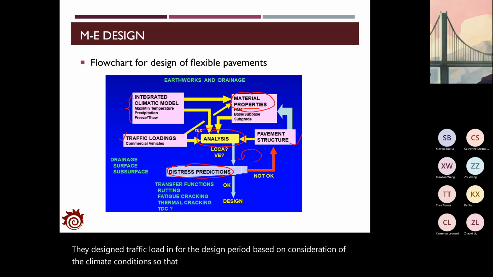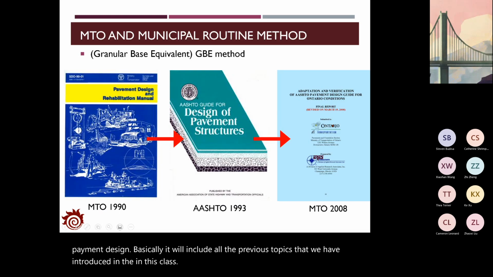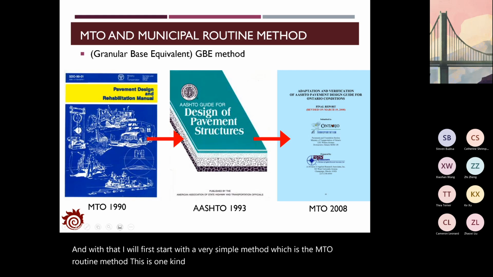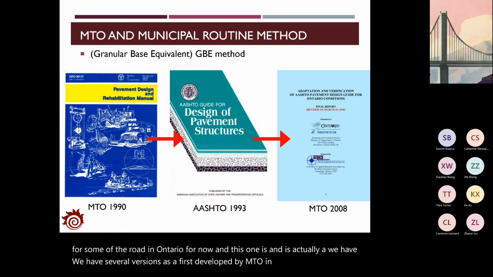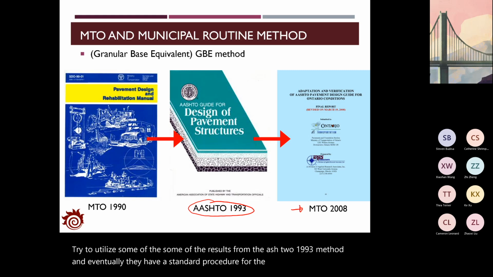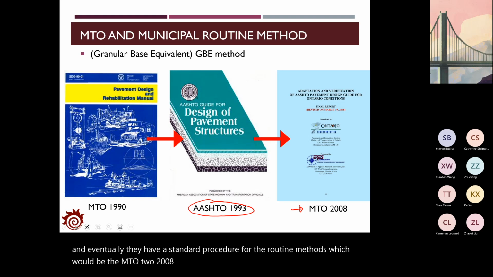So this one is an overall flow chart about the pavement design. Basically, it will include all the previous topics that we have introduced in this class. And with that, I will first start with a very simple method, which is the MTO routine method. This is one kind of empirical method. It's very simple. It's applied for some of the roads in Ontario for now. And we have several versions. It was first developed by MTO in the 1990s, and then they tried to utilize some of the results from the AASHTO 1993 method, and eventually they have a standard procedure for the routine method, which would be the MTO 2008 version.